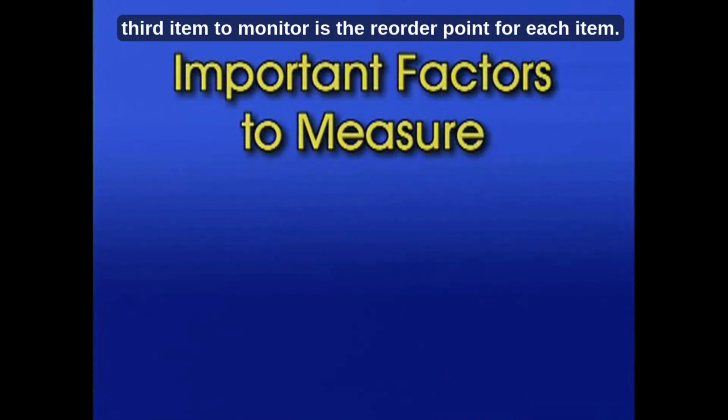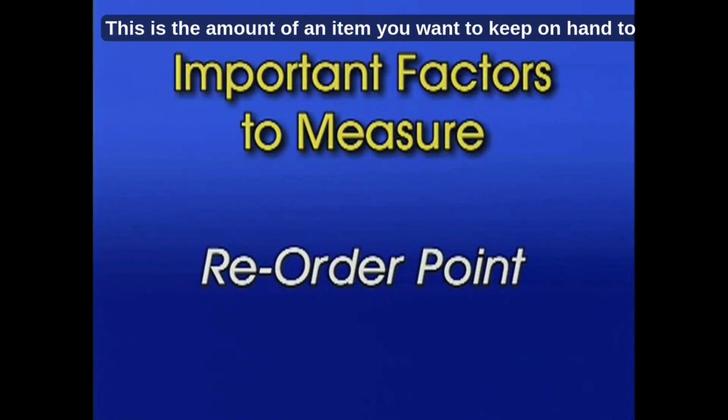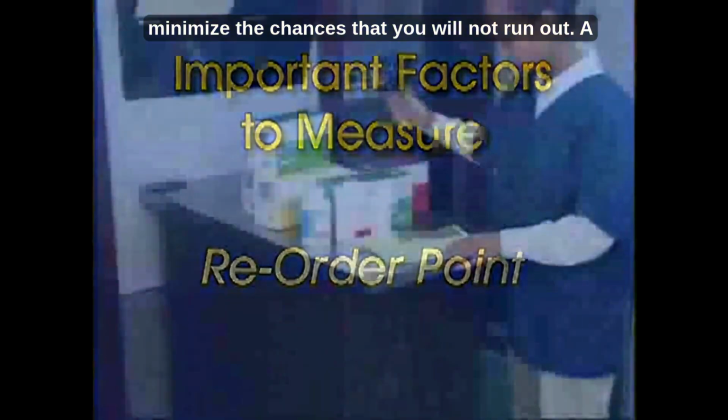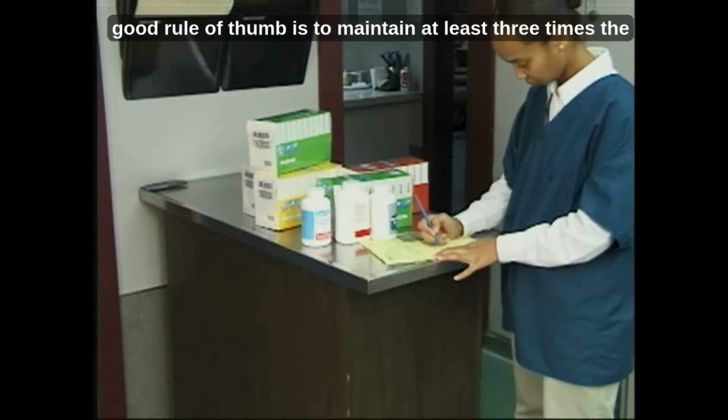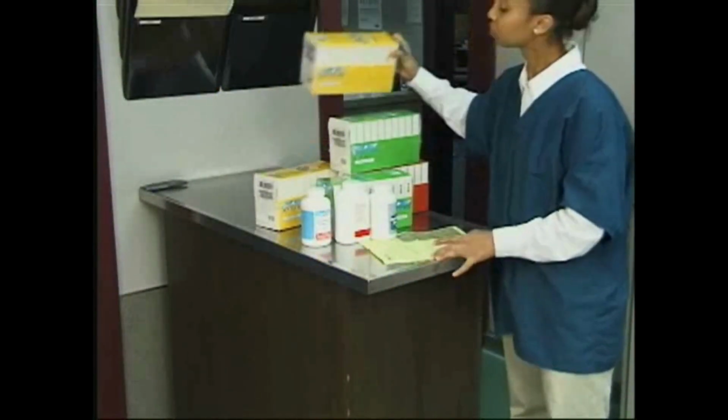The third item to monitor is the reorder point for each item. This is the amount of an item you want to keep on hand to minimize the chances that you will run out. A good rule of thumb is to maintain at least 3 times the amount of product used within the time period between orders.